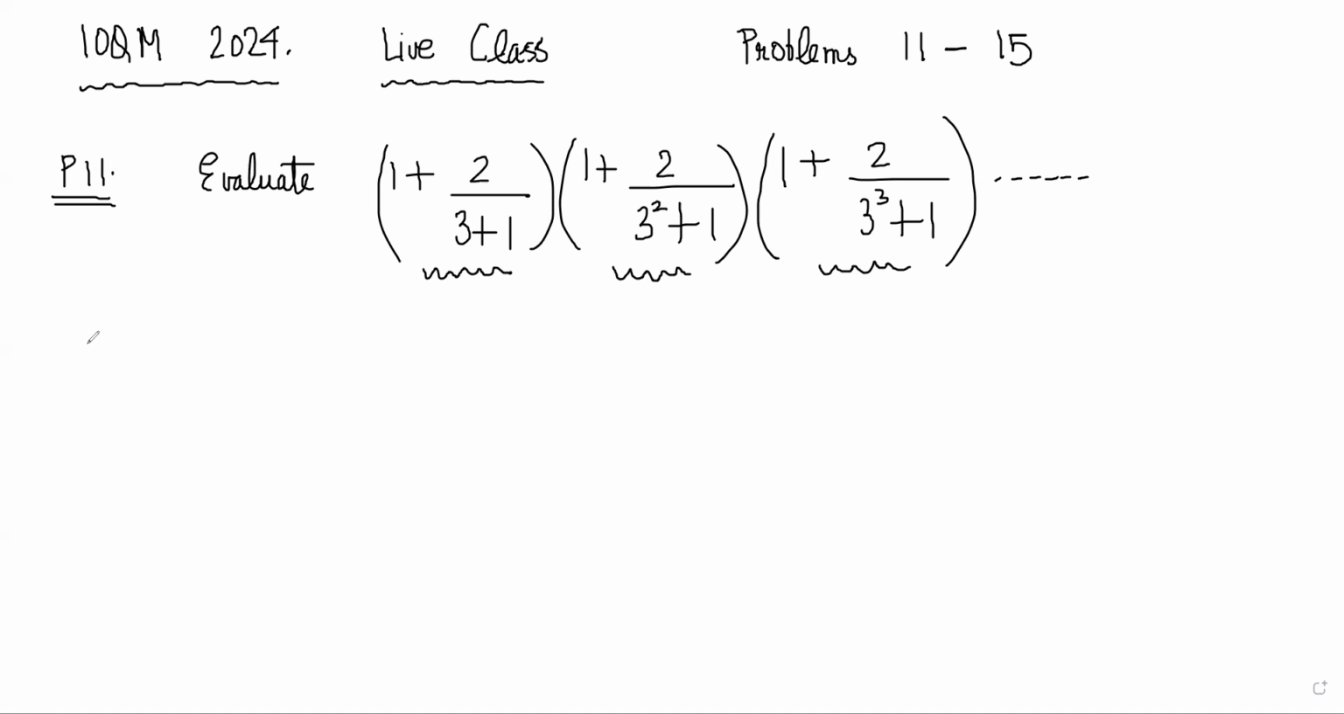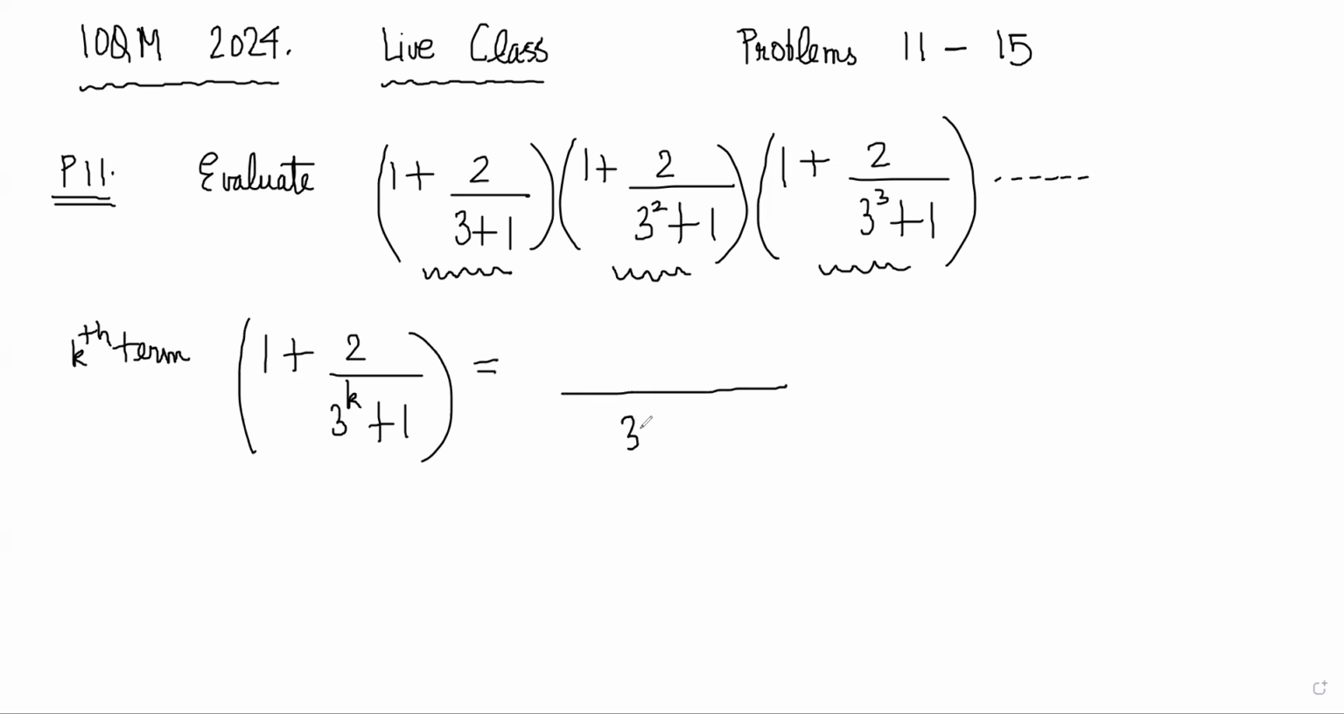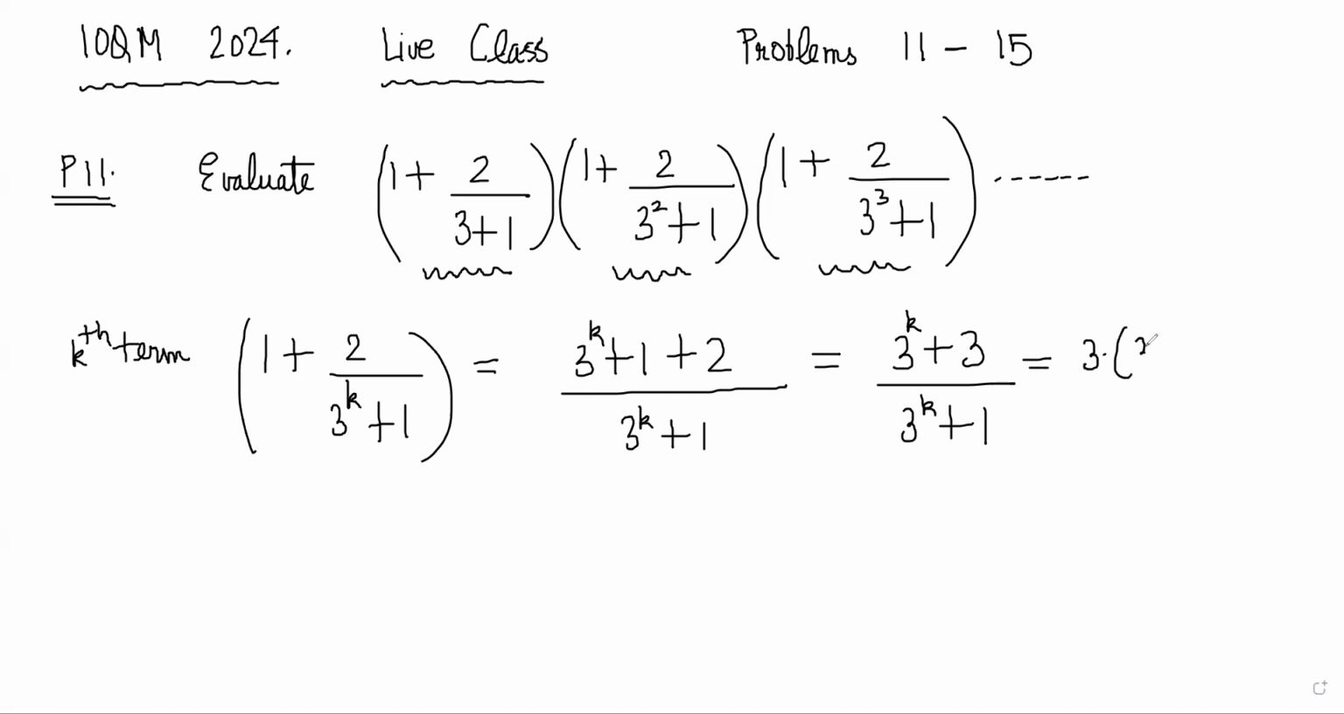Look at the kth term here. The kth term looks like something like this. 1 plus 2 by 3 power k plus 1. So if you simplify this a little bit, it becomes 3 power k plus 1, and here it becomes 3 power k plus 1 plus 2. So this is 3 power k plus 3 divided by 3 power k plus 1. And basically, you can take 3 common here. It is 3 power k minus 1 plus 1 divided by 3 power k plus 1.